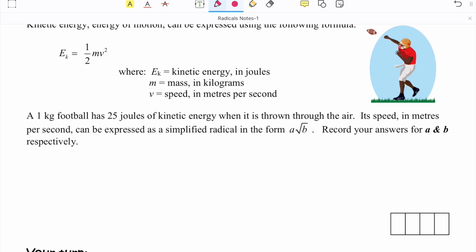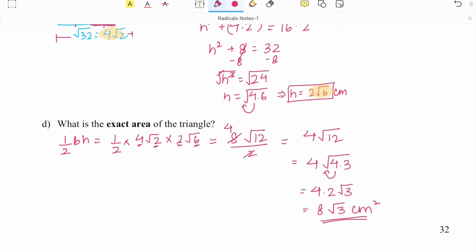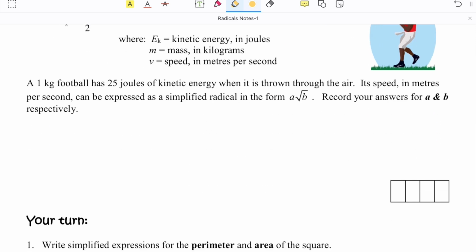Record your answer. So, what we have been doing so far. Now, no, this. You said specified radical, not simplified radical. Oh, thank you for correcting me. Simplified radical in the form a root b.